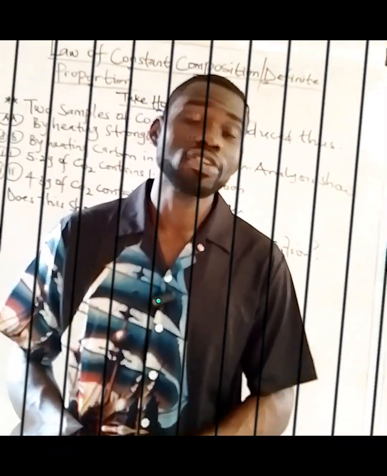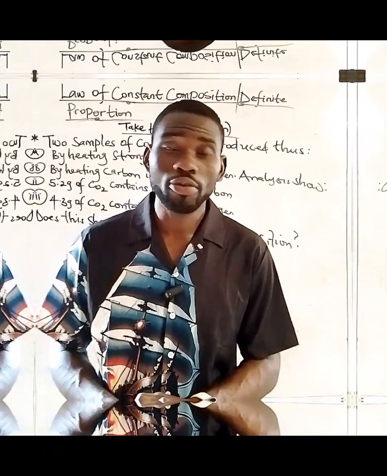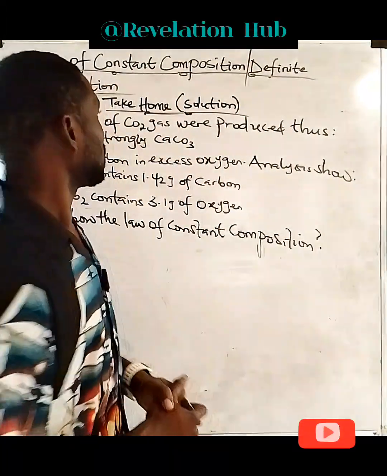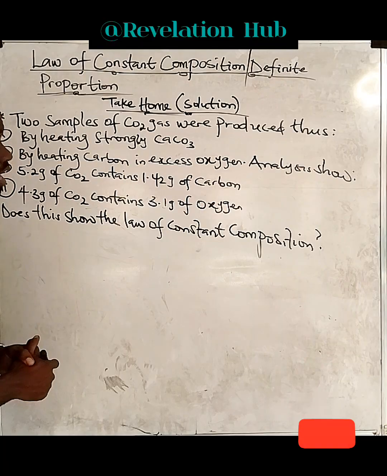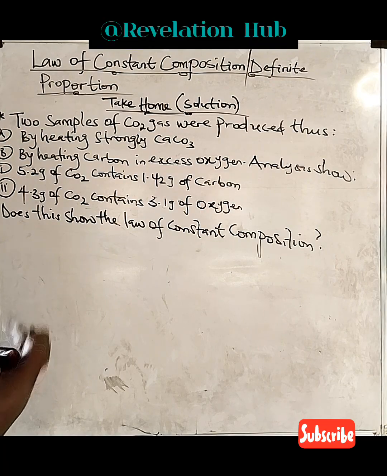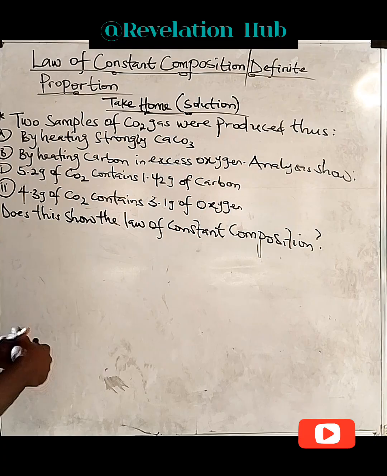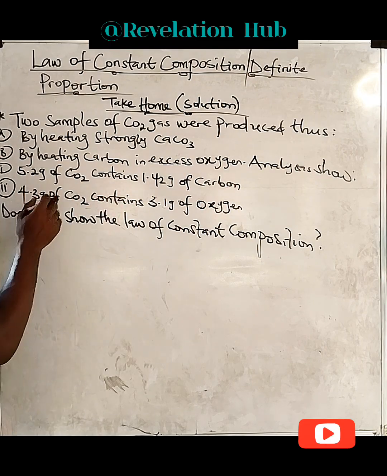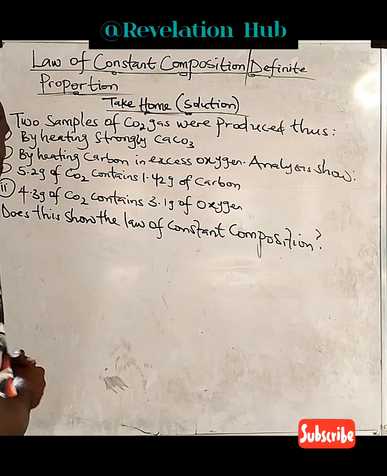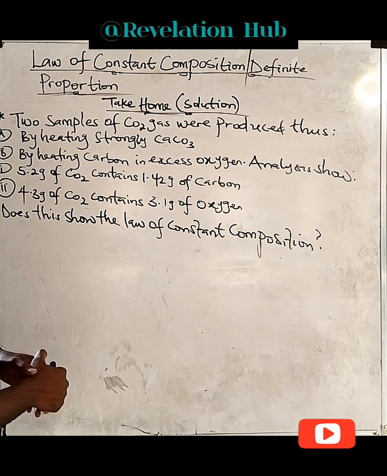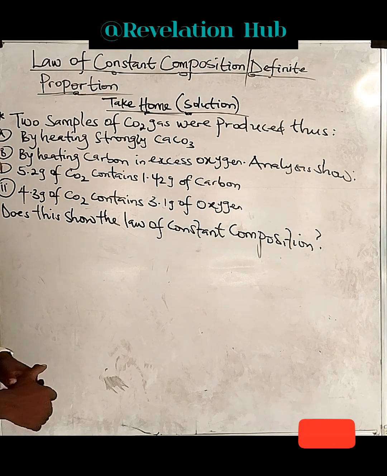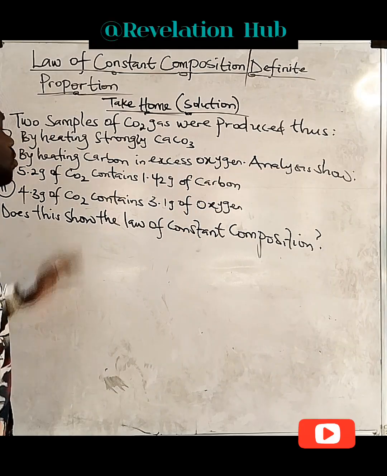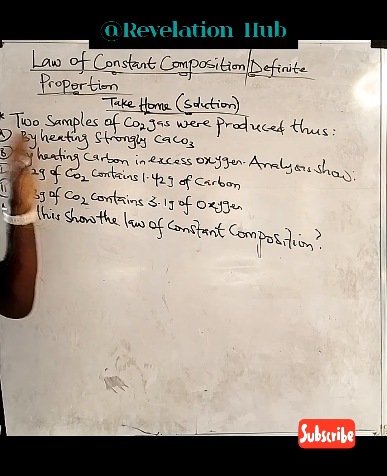Okay, it's high time we solved the second question we were given as a take-home in our previous lesson on the law of constant composition, or definite proportion. The question: two samples of CO2 gas were produced, first by heating strongly calcium carbonate, and then by heating carbon in excess oxygen. Analysis shows that 5.2 gram of CO2 contains 1.42 gram of carbon, and 4.3 gram of CO2 contains 3.1 gram of oxygen. Now, does this show the law of constant composition?